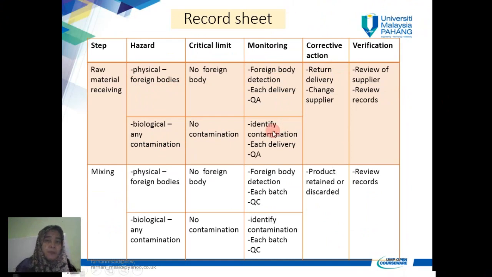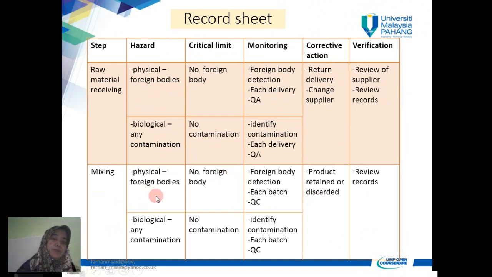Okay. So next is mixing. Physical: foreign bodies, and the critical limit is no foreign bodies. Monitoring is foreign body detection, each batch. The quality control people will check it. For corrective action, the product will be either retained or discarded, and the verification is to review the record.